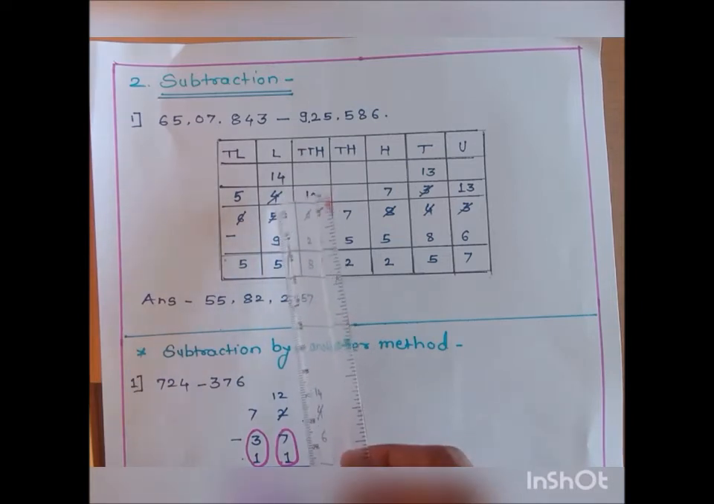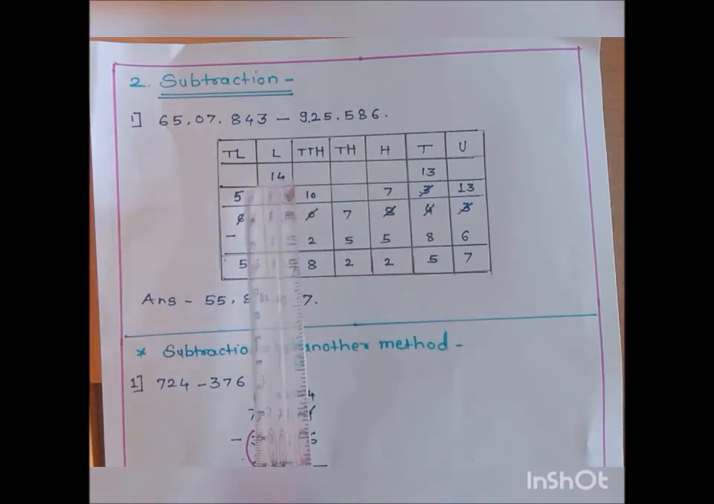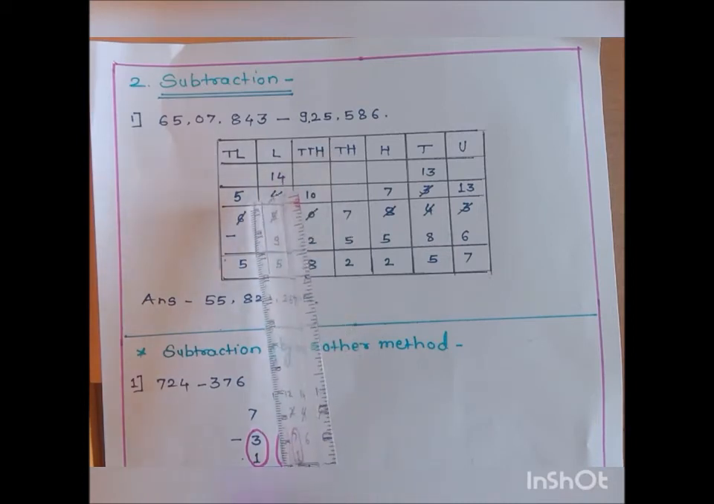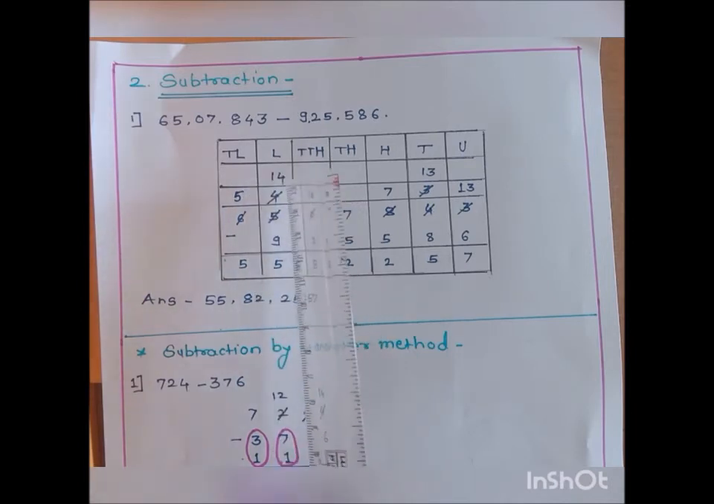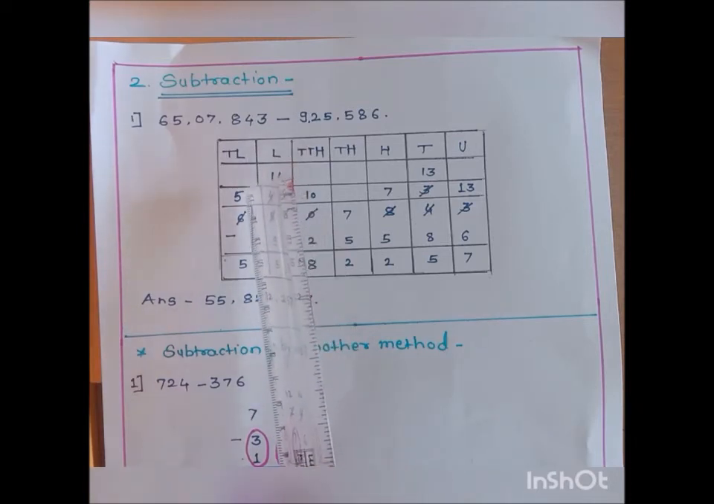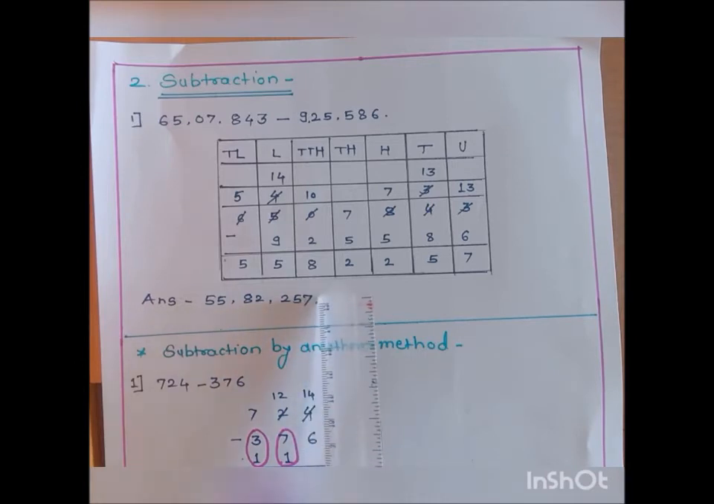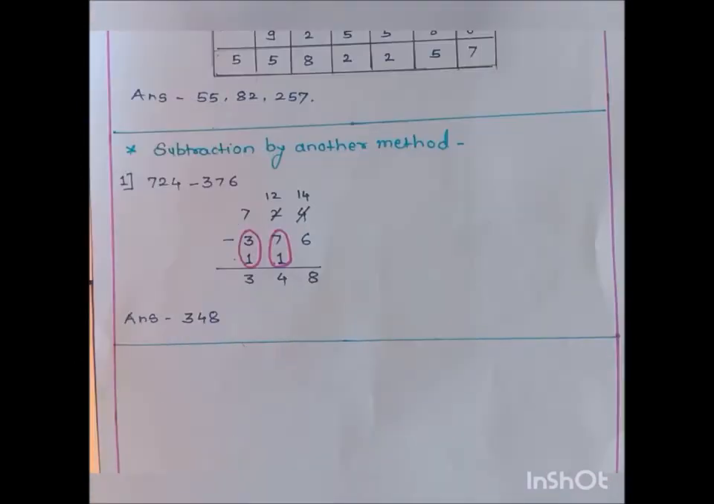Is it possible? No, because 9 is a bigger number and 4 is a smaller number. Again we have to take a borrow from the 10 lakh place. Here is 14, and here 6 minus 1 is equal to 5. 14 minus 9 is equal to 5, and the last one, the 10 lakh place, is 5 as it is. Okay, the answer is 55,82,257.